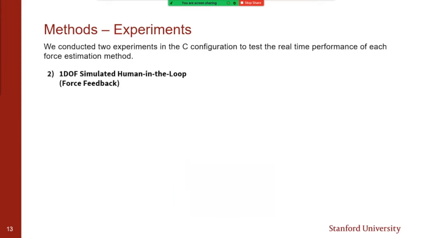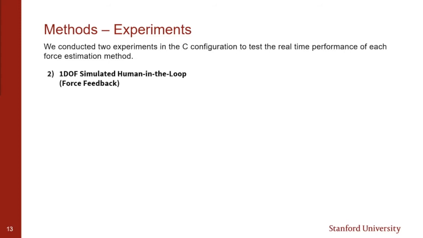Next, for the human-in-the-loop experiments, we decided to perform maneuvers in a single Cartesian direction and only provide force feedback in that direction, as we felt this would enable us to look at the transparency and observe the stability behavior in each Cartesian direction without any coupling effects.